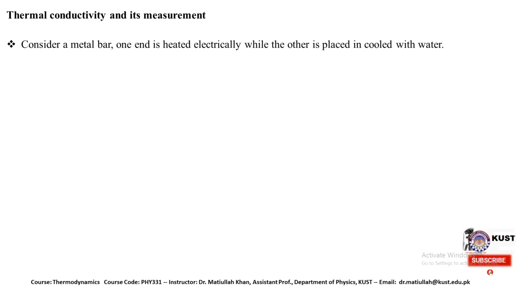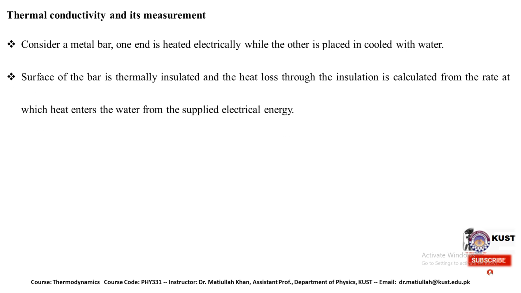So we can consider a metal bar. In this case, one end of this metal bar is heated electrically, and the other end of the same metal bar is cooled with water. The surface of the bar is thermally insulated, and the heat loss through the insulation is calculated from the rate at which heat enters the water from the supplied electrical energy. The rate of heat flow we can easily calculate.